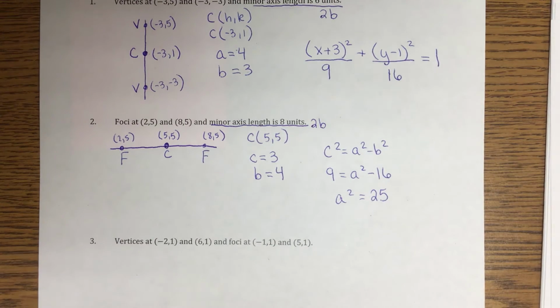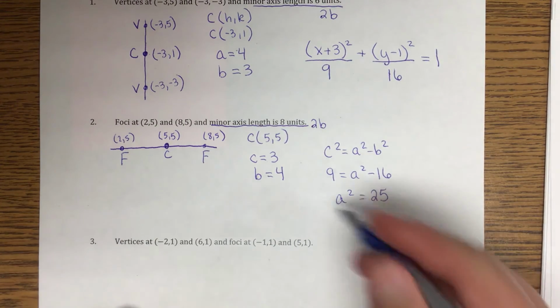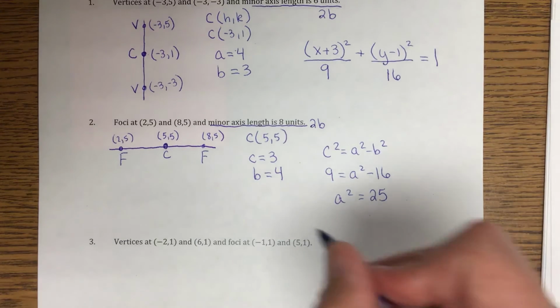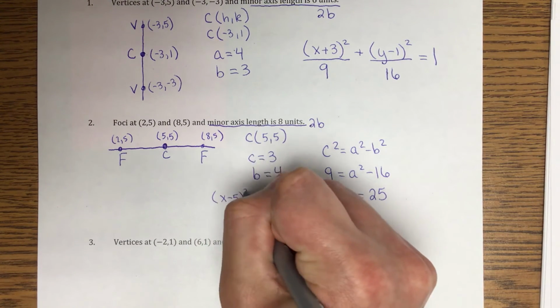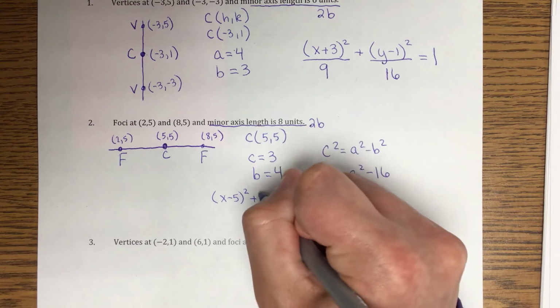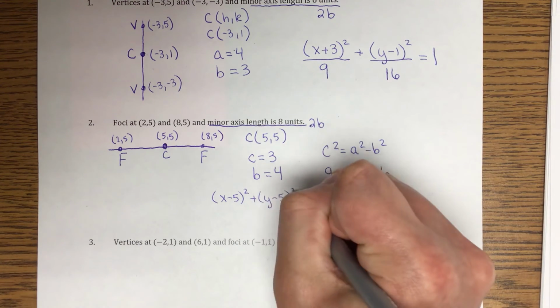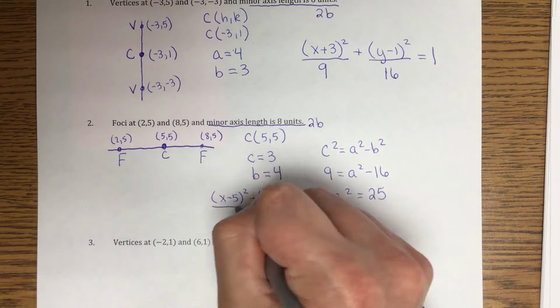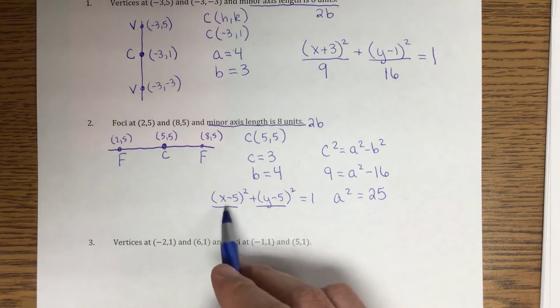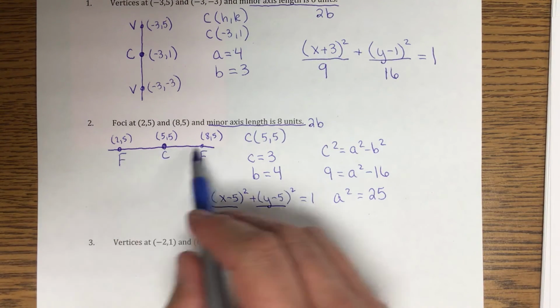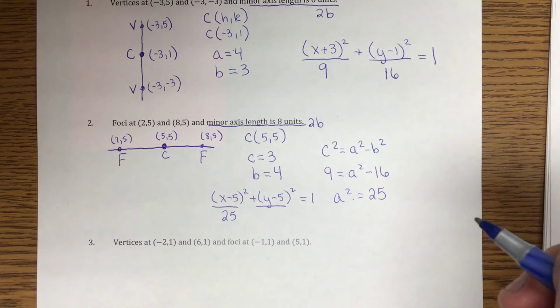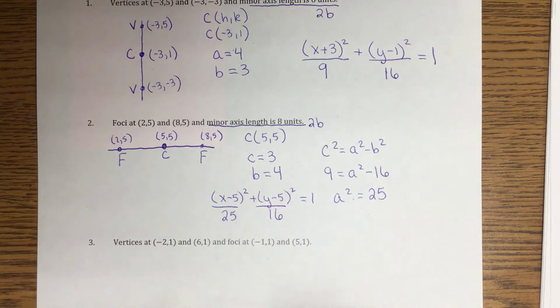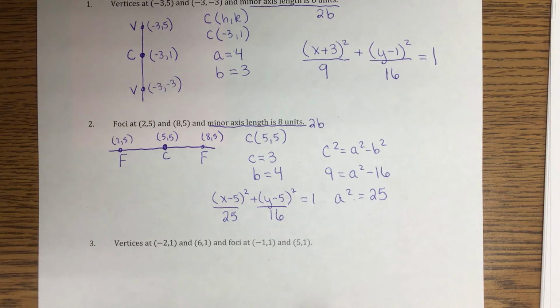Okay, there it is. So then I'm going to write out my equation, which I probably should have done over here, but here we go. I have x minus 5 squared, that's from this 5, plus y minus 5 squared, same thing, equals 1, but each of those get divided by, well, since my major axis is horizontal, I'm going to put a squared first, and then b squared, which we said is 16. There's your equation.